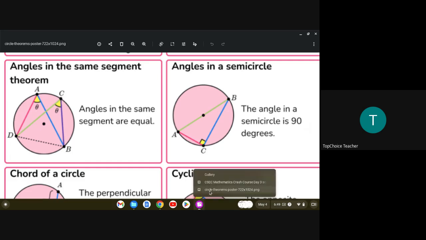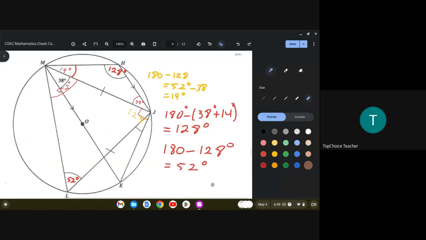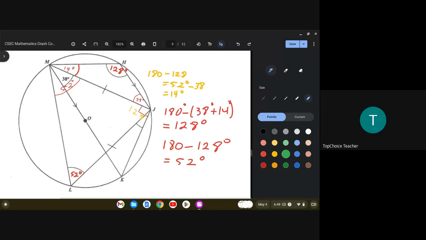Using that knowledge, can we see that butterfly shape here? I just call it the butterfly rule. Yes, sir. Let's draw that out. Angle 52.